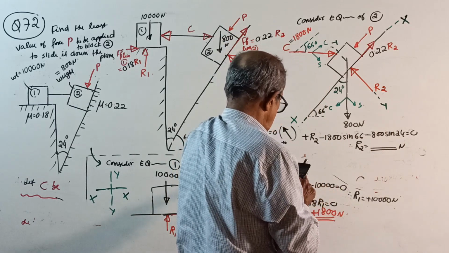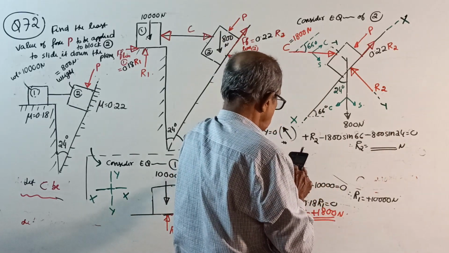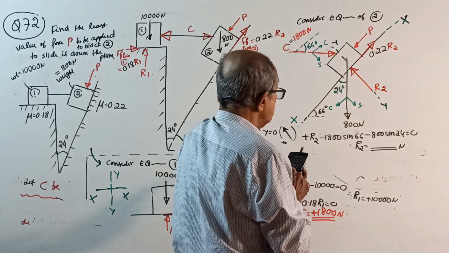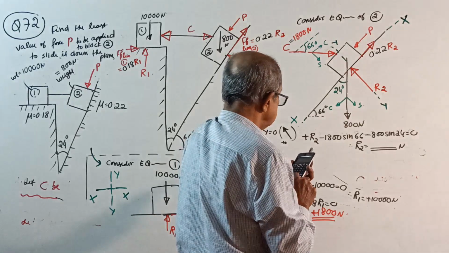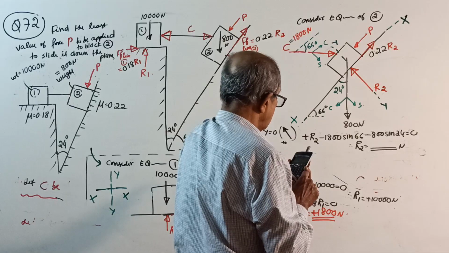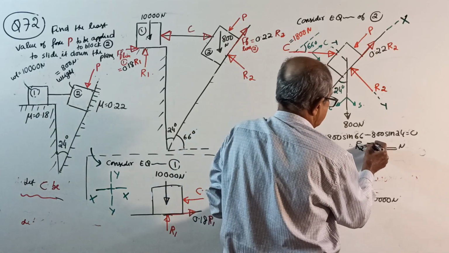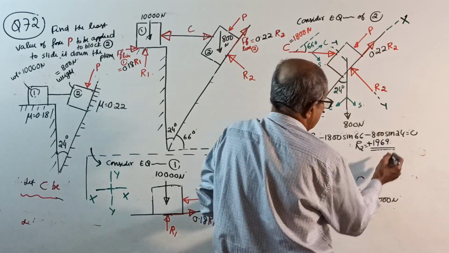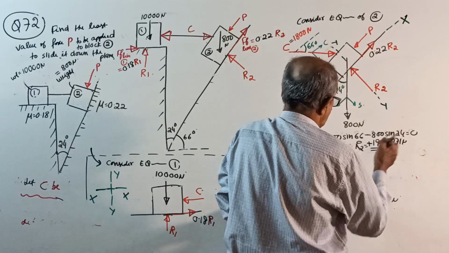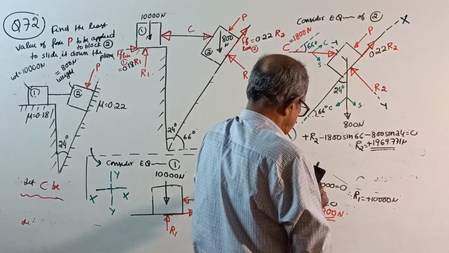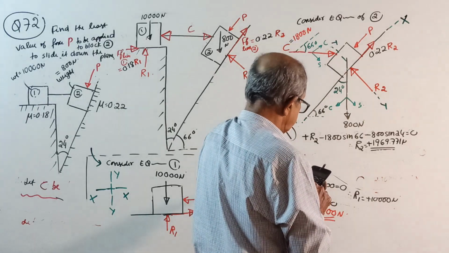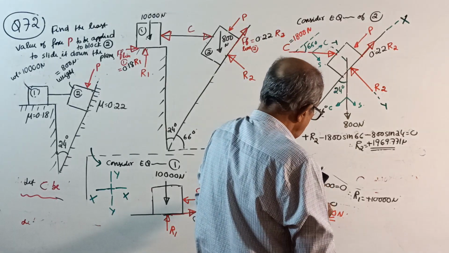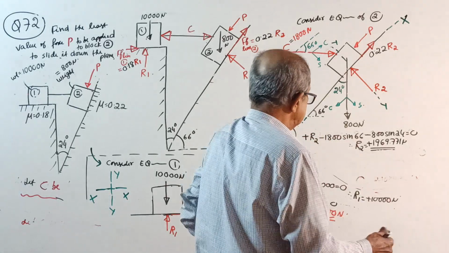Calculate: 1,800 into sine 66 plus 800 into sine 24. That is 1,969 plus 19, 771 Newton. If by chance the calculation is wrong, correct it. Okay, I'll check once again: 1,800 into sine 66 plus 800 into sine 24. Yes, R2 is 1,969.771 Newton.